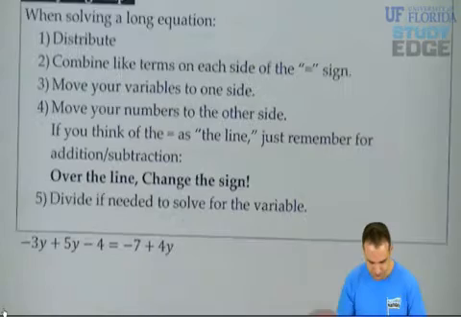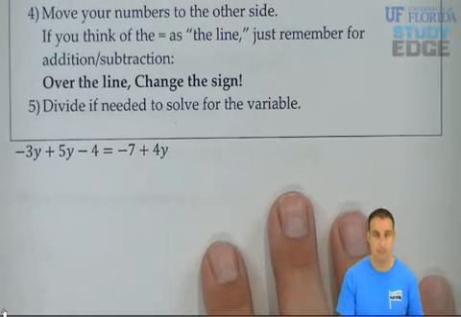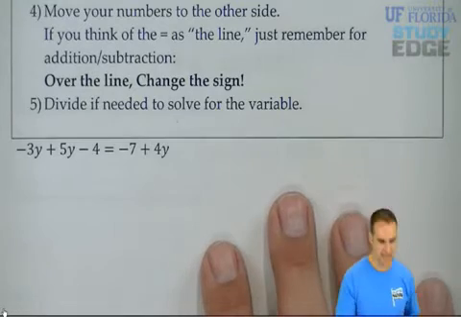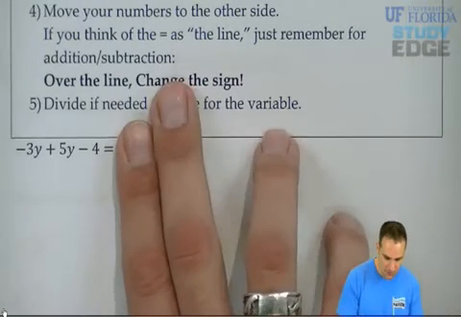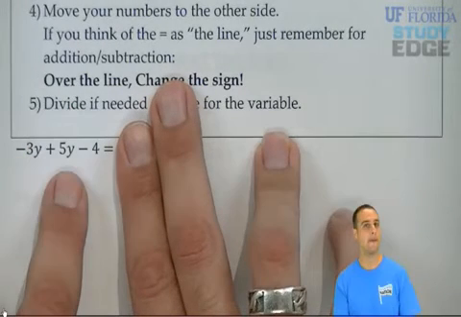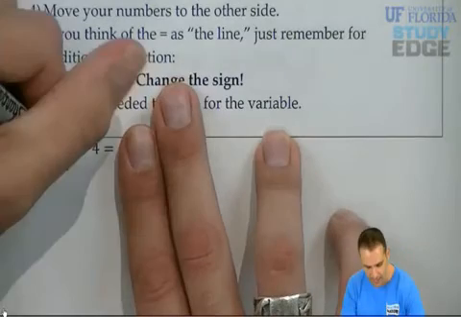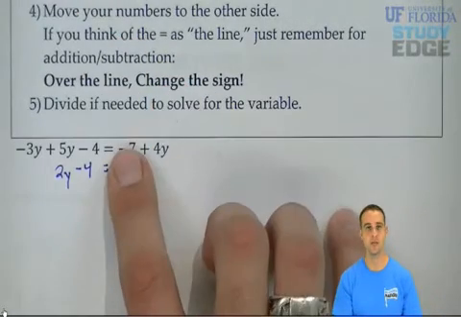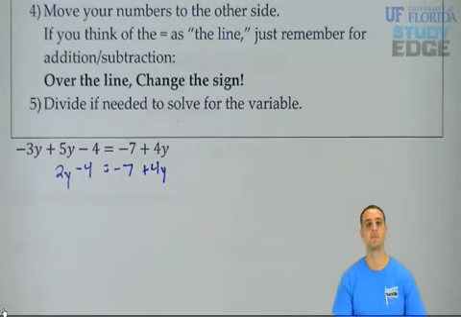Let's do one. Here we go. This one would be asked to solve for y. Step 1, distribute. There are no parentheses, so we go on to the next step. Combine like terms on each side of the equation. On the left, I see I can combine the y's. Negative 3y plus 5y, or 5y minus 3y, would give you 2y minus 4 equals, nothing to combine here, negative 7 plus 4y.